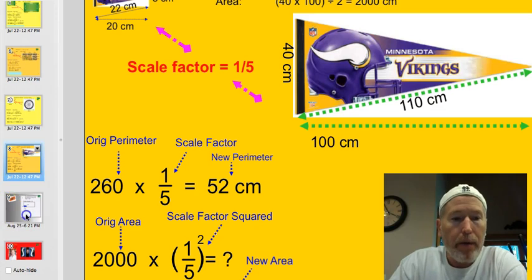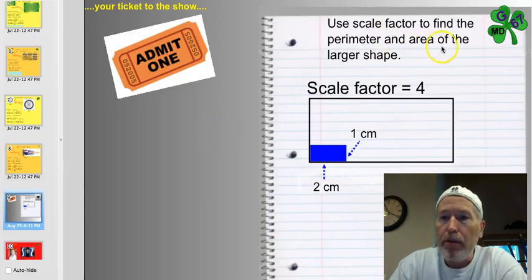Cool. All right, you're ready for the ticket to the show. One problem tonight. Use the scale factor to find the perimeter and area of the larger shape. The smaller shape is 2 centimeters by 1 centimeter, and the scale factor is 4.